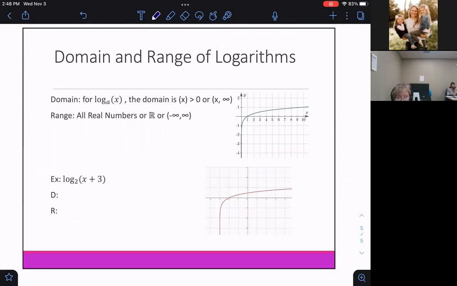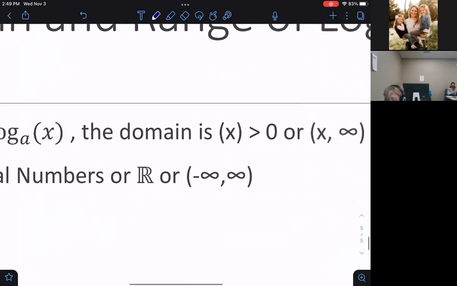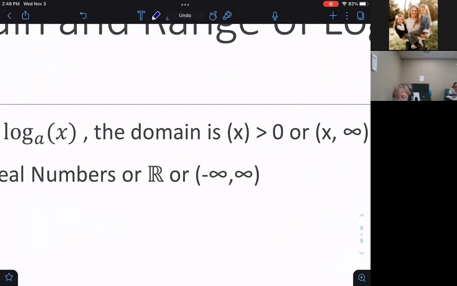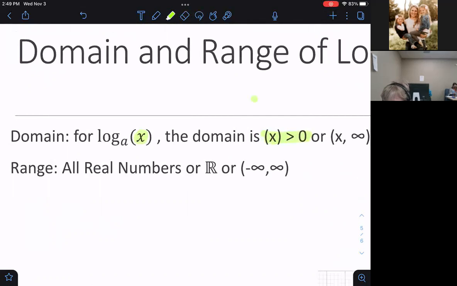The last thing for today is fairly easy. Easy for me to say that though. So domain and range of logarithms. So here's a couple graphs of a couple different logarithms. Your domain for a log base A of x, whatever is in this position here must be greater than 0. So that's whatever we have for our problem. We're going to take whatever's in those parentheses, set it greater than 0, and then solve for x if necessary.